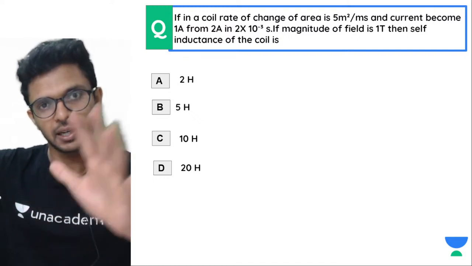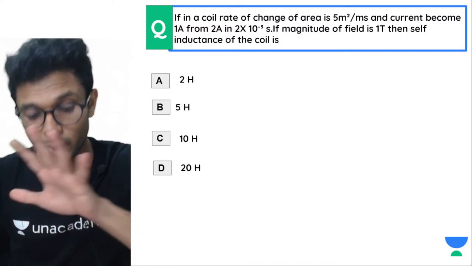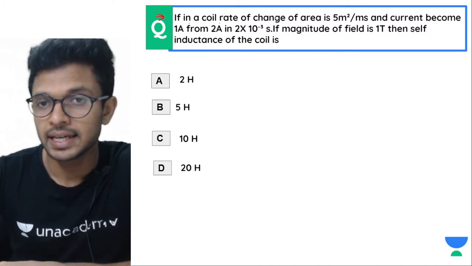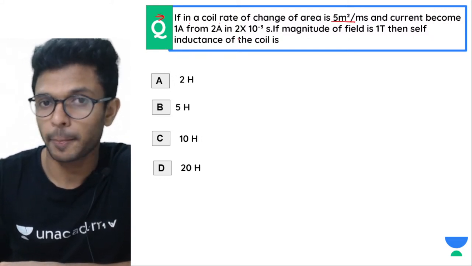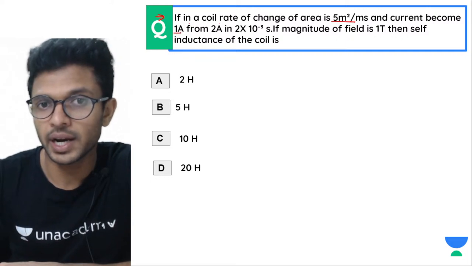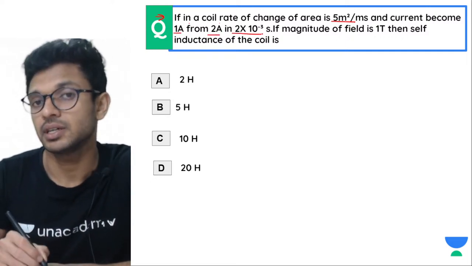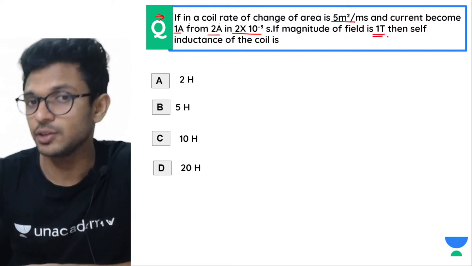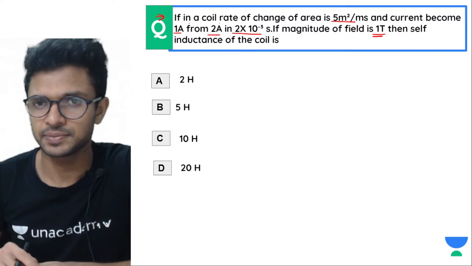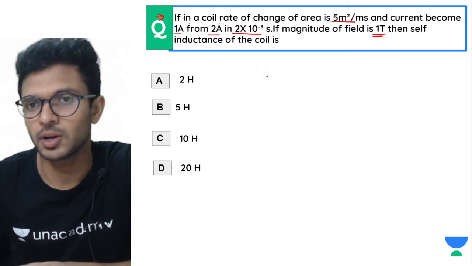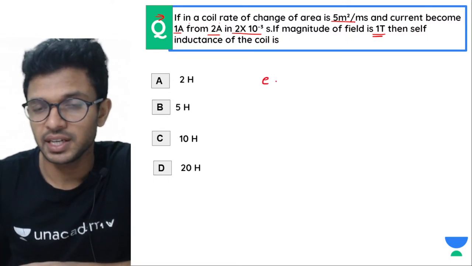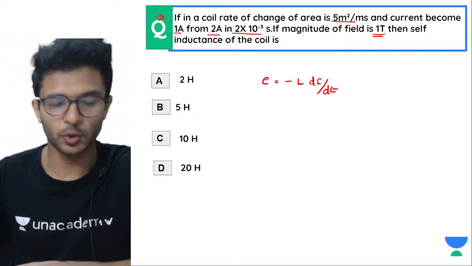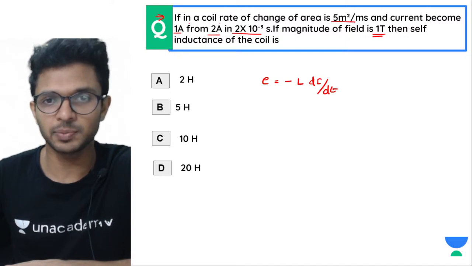Okay, so jokes apart. First, we have to understand how this particular question can be done. Look. If in a coil the rate of change of area is given, current is becoming 1 ampere from 2 ampere, the time duration in which the current changes is also given, and the magnetic field value is also given. We know one basic formula for this part: the induced EMF is minus L di by dt. Everyone knows this formula, right?